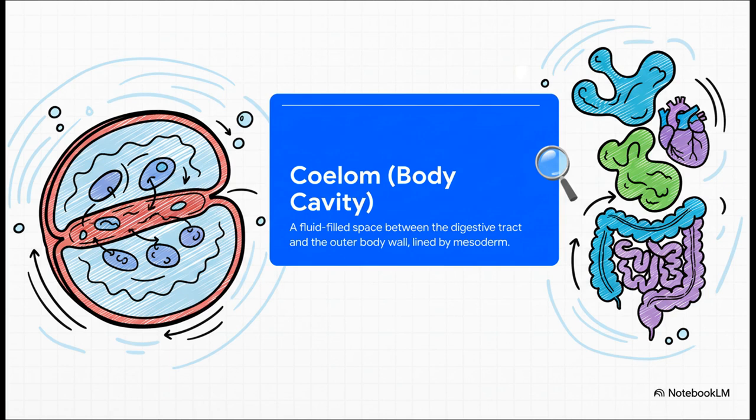The next clue isn't on the outside, it's internal. It's whether or not the animal has a body cavity, which has a fancy name, a coelom. And this isn't just some empty space, it's a fluid-filled cushion that gives all the internal organs protection and room to grow and move around.